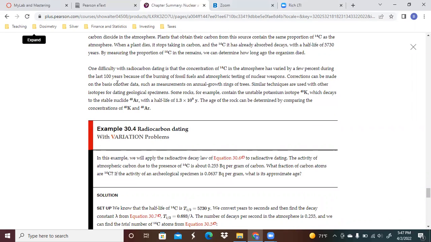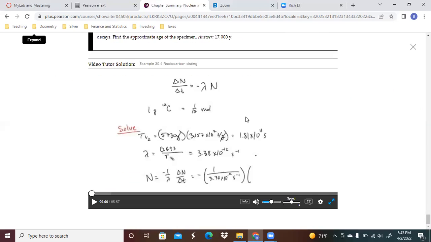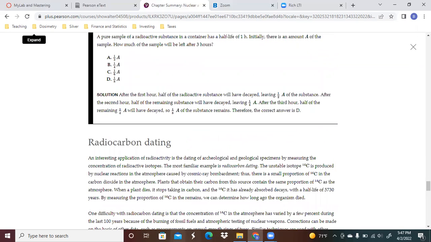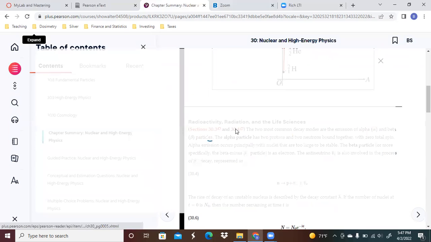Similar techniques are used with other isotopes for dating geological specimens. Some rocks contain the unstable isotope potassium-40, which decays to argon with a half-life of this long. The age of the rock can then be determined by the concentrations of potassium-40 and argon-40. So you've got some problems there and some solutions there that you can go through. Now, let's go on to 30.4.